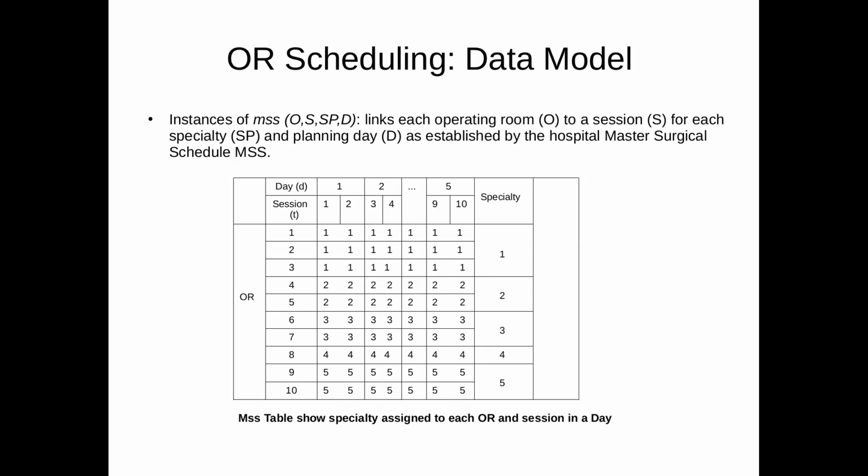Further, this specialty has been linked to the wards. So for specialty 1, there is a ward for general surgery with some number of available beds. For specialty 2, there are some wards with available beds, and the same for 3, 4, 5. So they have linked the specialty with the wards. These instances show how to link each OR to a session for each specialty and planning day as established by the hospital master surgical schedule.